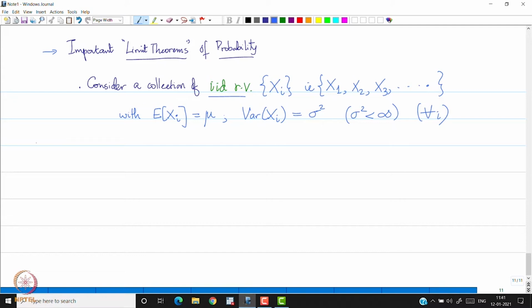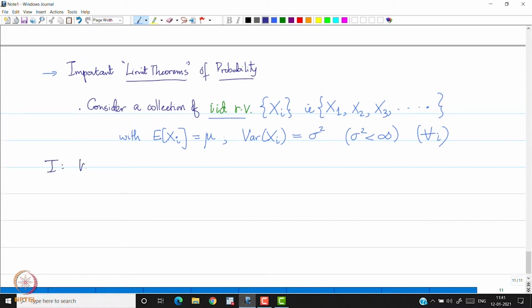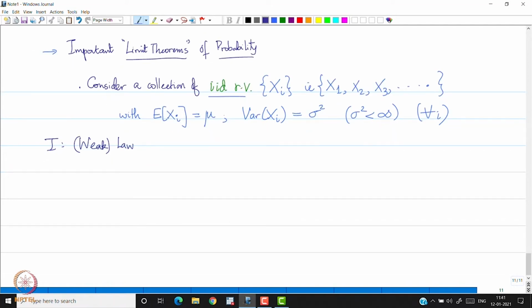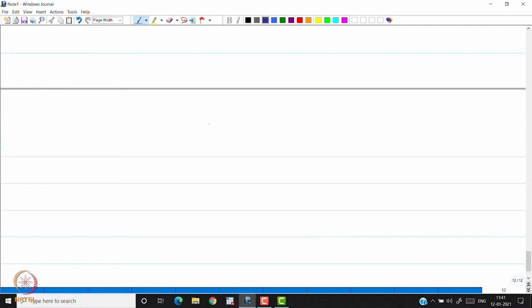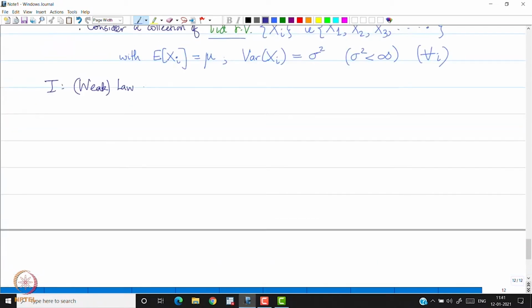The first result that we are going to talk about is the weak law of large numbers. There is also a strong version, which we will not even mention here because it is somewhat technically advanced and we don't cover it in this course. The weak law of large numbers is what we are going to concentrate on now. What is this weak law? We will state and prove it.